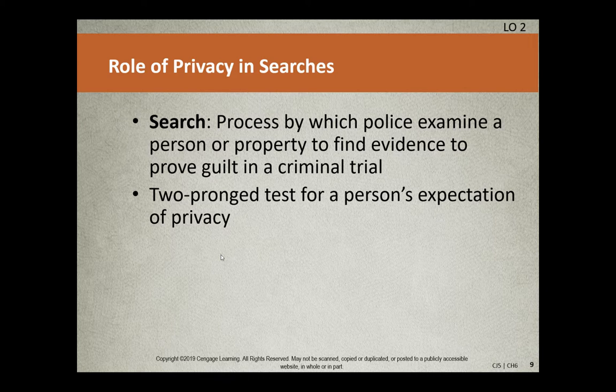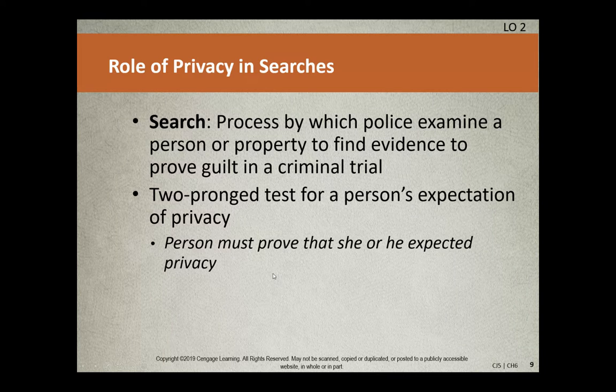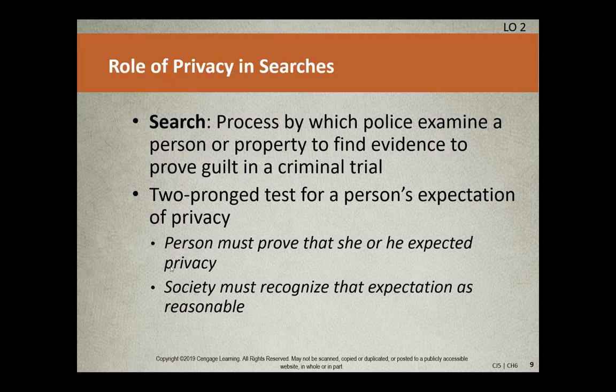So in his concurring opinion, Justice John Harlan Jr. set out a two-pronged test for a person's expectation of privacy. So this two-pronged test basically states that a person must prove that he or she expected to have privacy, and society must recognize that expectation as reasonable. That is the two-pronged test set by the Supreme Court in that case.